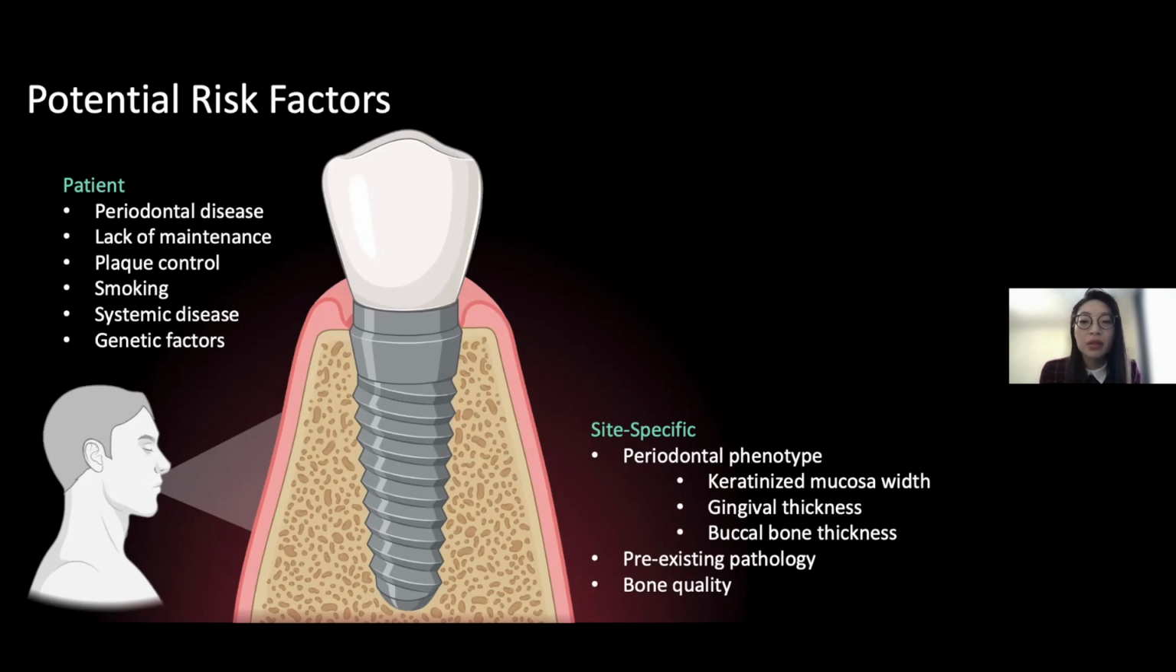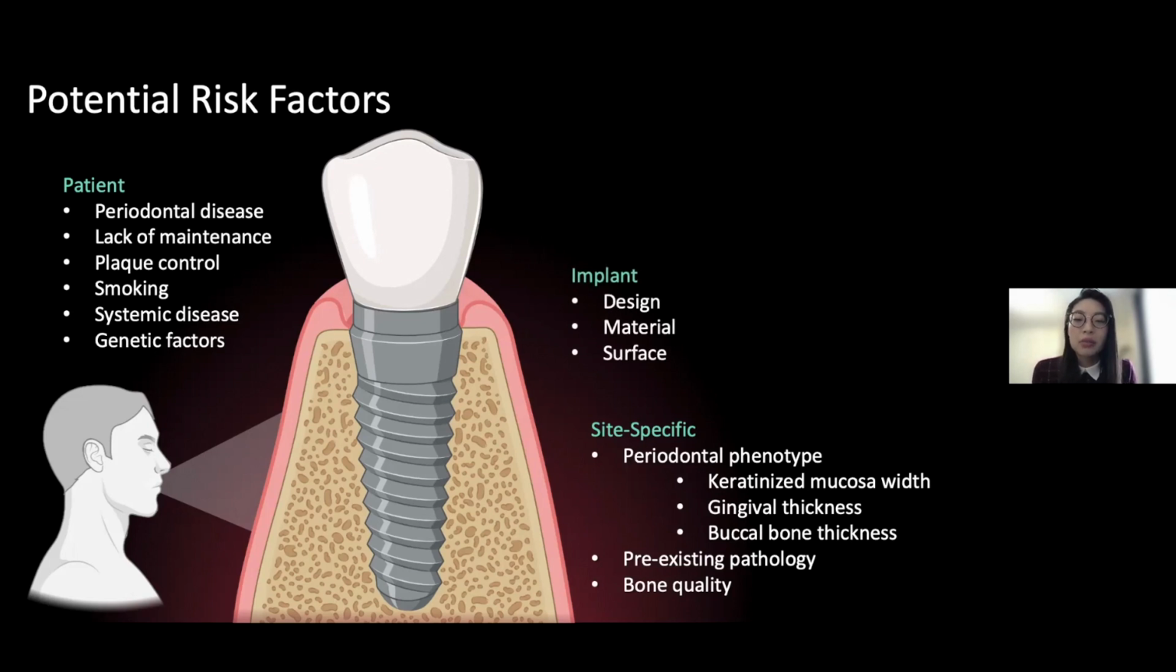If there was a tooth that had a periapical cyst or some kind of infection before placing the implant, and also the quality of the bone. And this also relates back to the patient factors. Do they have osteoporosis or osteopenia, some kind of medication that affects bone remodeling? These can all influence the bone quality.